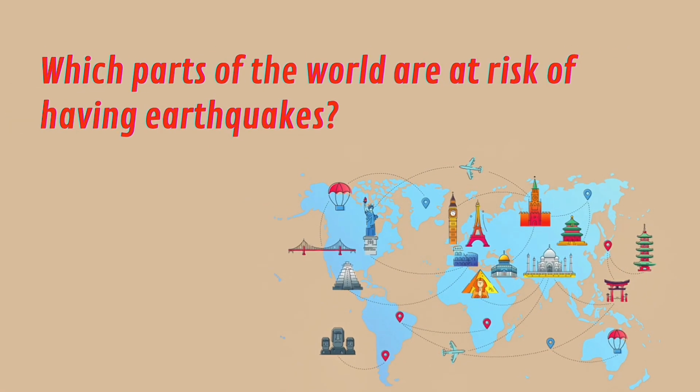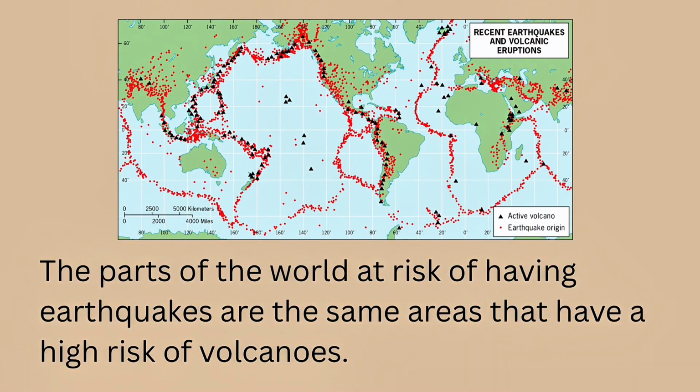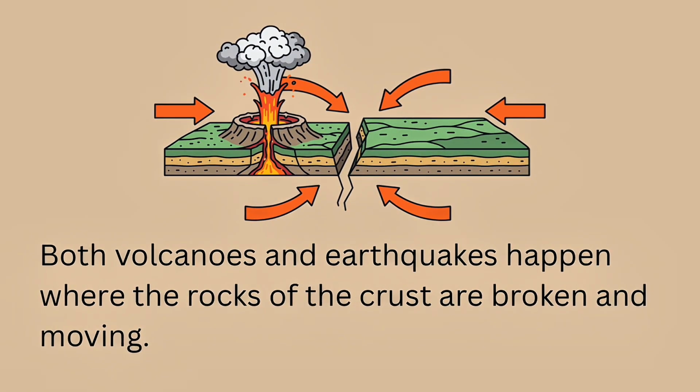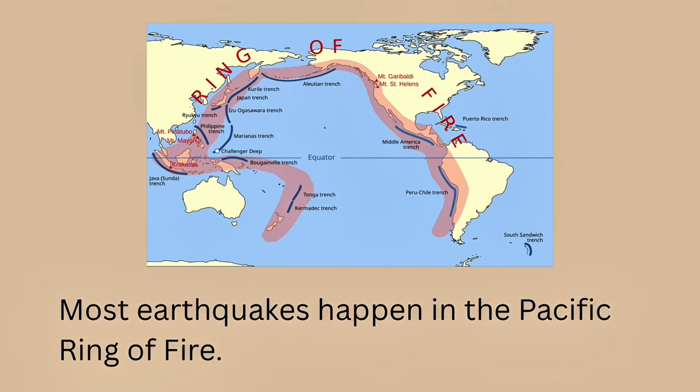Which parts of the world are areas of having earthquakes? The parts of the world that are areas of having earthquakes are the same areas that have a high risk of volcanoes. Both volcanoes and earthquakes happen where the rocks of the crust are broken and moving. Most earthquakes happen in the Pacific Ring of Fire.